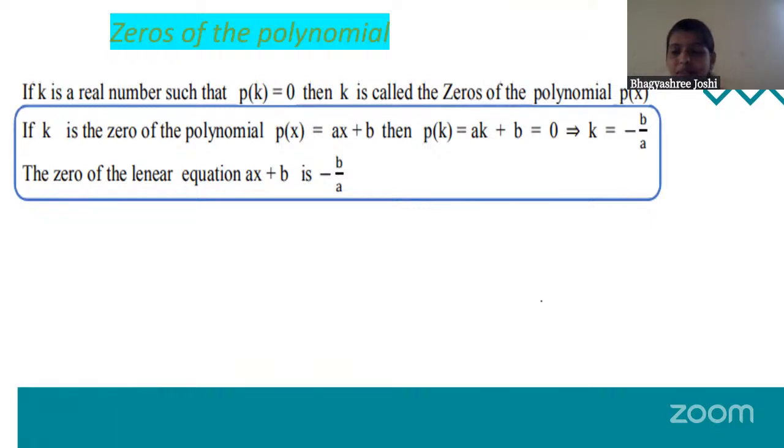Next comes one of the interesting concepts, that is zeros of the polynomial. Yes, dear children, zeros are called heroes in the mathematics. Why? In all the situations, everywhere we are seeing zero. Yes, so now we saw zero. Therefore zeros are called as heroes in the mathematics, and this zero plays a very important role in the mathematics.